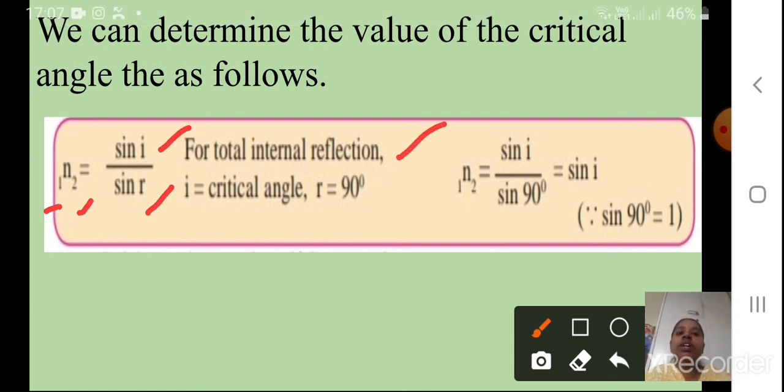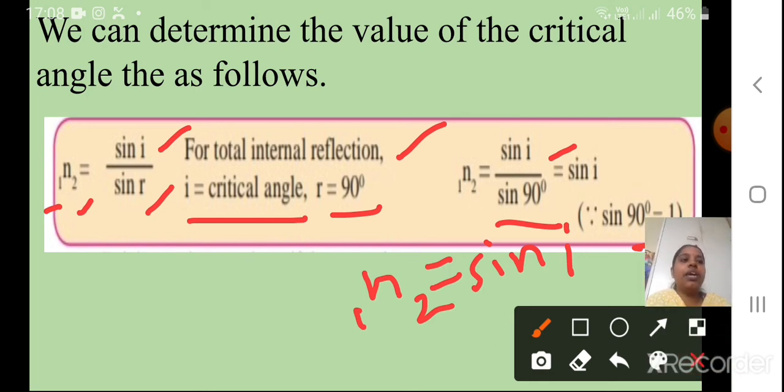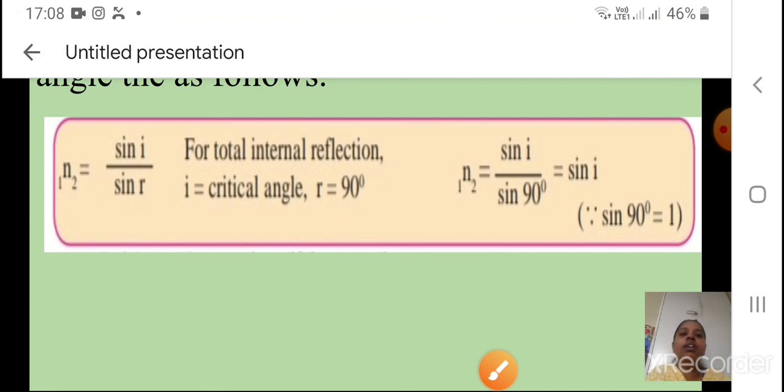For internal reflection, if we take I as the critical angle, then r will be 90 degrees. So sin I we don't know, and sin 90 has the value 1. So what you will get is n from the first medium to the second is equal to sin I. So if you know the angle of incidence value, you can find the sine of that number and you can get the refractive index. Students, I hope you understood this. We'll move to the next part.